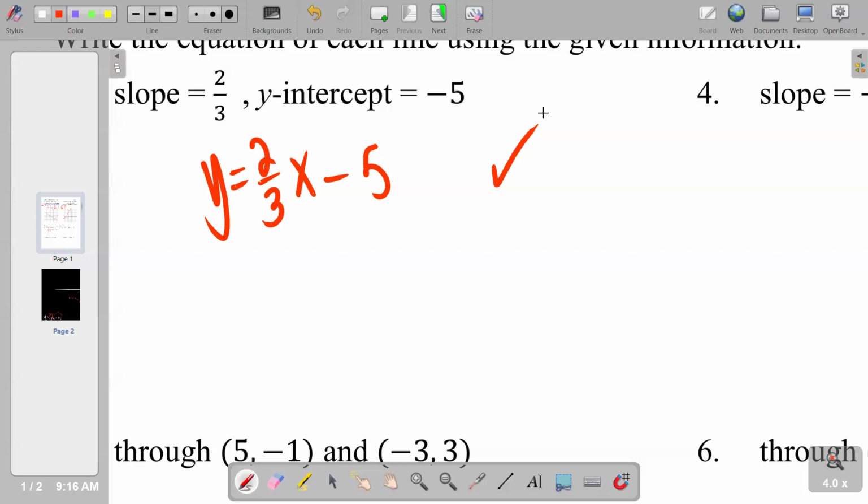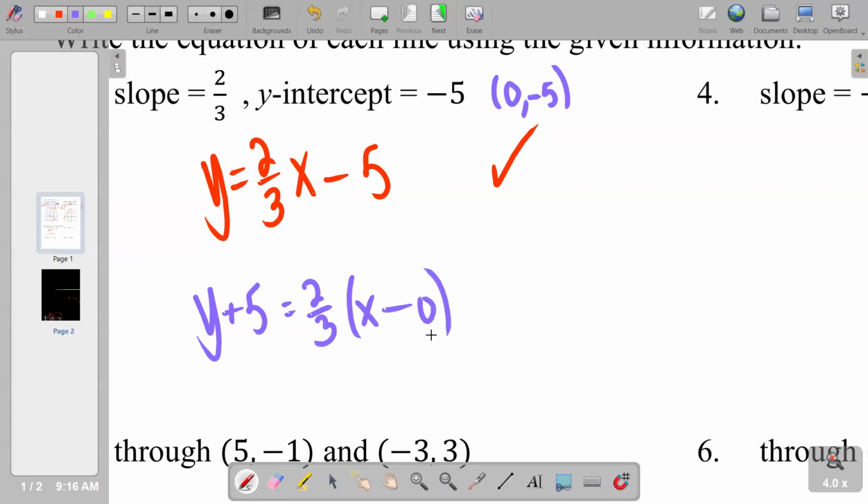Y plus 5 equals 2/3 x. Oh, I would take that. But not y plus 5 equals actually 2/3. It does not. So again, this point is 0, -5. But if you really wanted to do it this way, you'd have to have y plus 5 equals 2/3 x. And you can write it like this, right? Or since there's a 0, you could just write it like this.